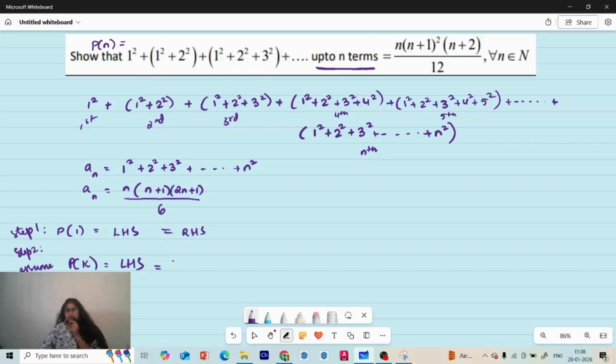That is, in both LHS and RHS you will replace the n value with k and you will write the statement. Okay na? And step 3 lo you will find out p of k plus 1 LHS. Okay, p of k plus 1 LHS. So now you will replace n with, instead of k you will replace it with k plus 1. Okay, and step 4 lo you will find out p of k plus 1 RHS.